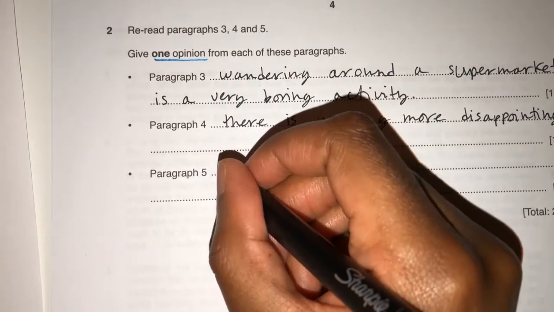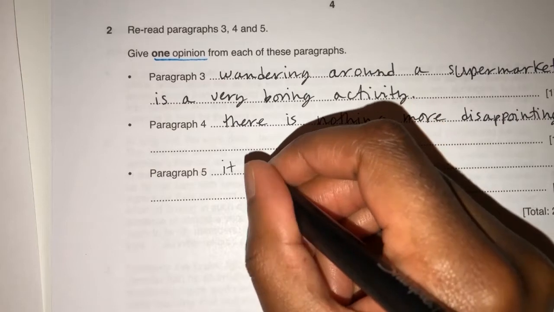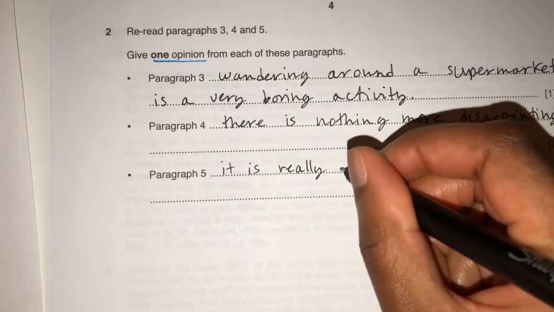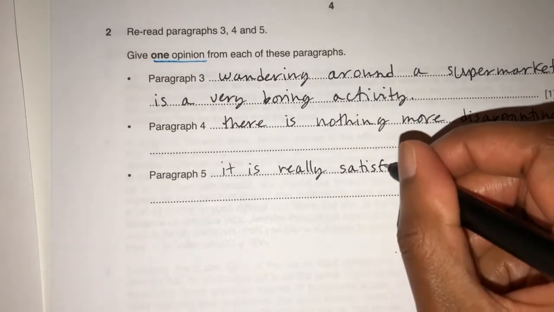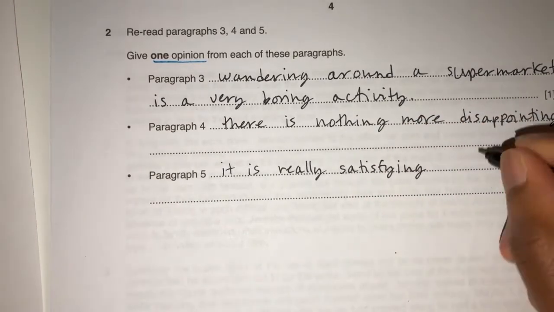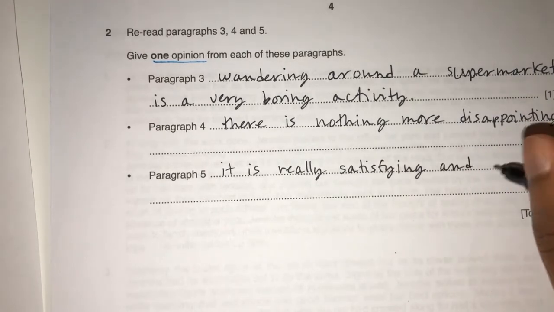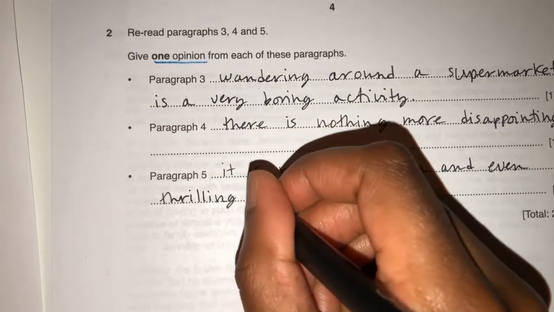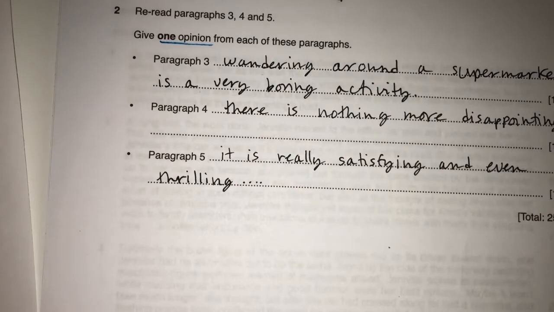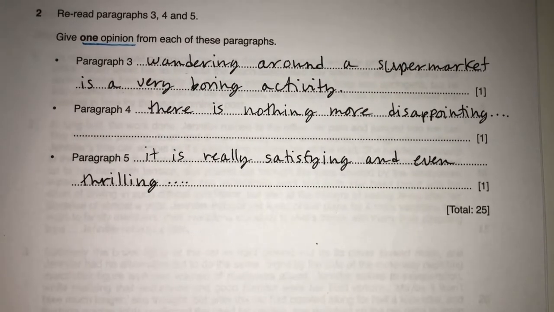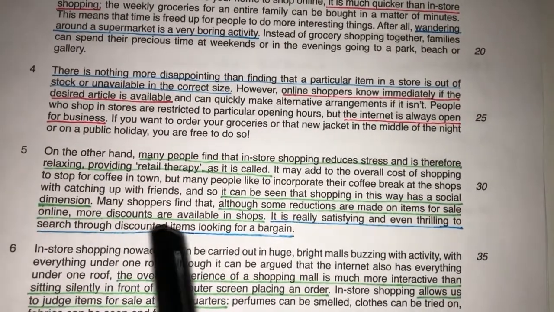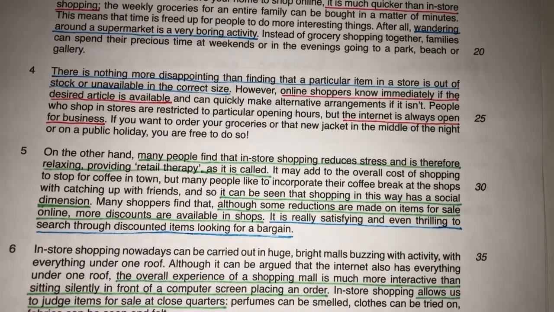Okay, so again, it is, and even thrilling dot dot dot, same thing. Copy and paste this whole thing here. Okay, we're all good.